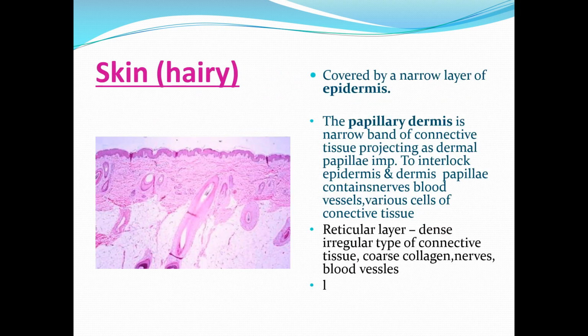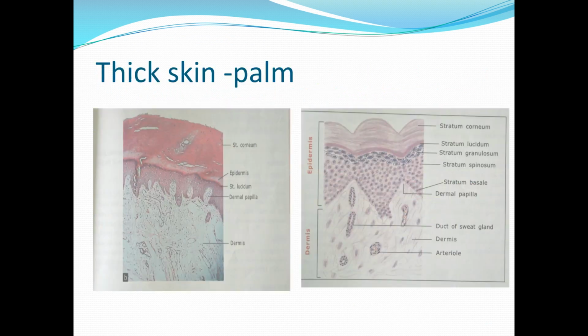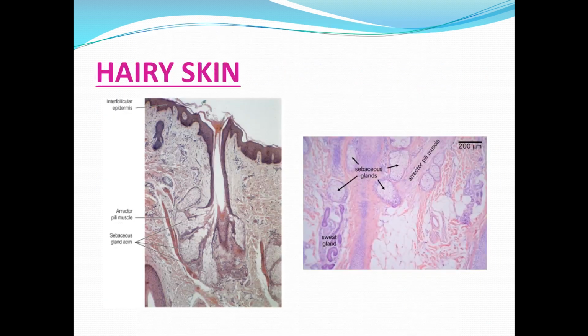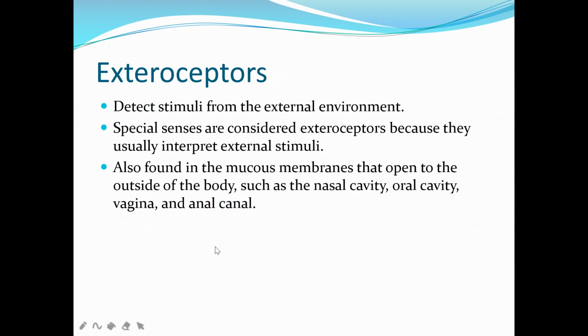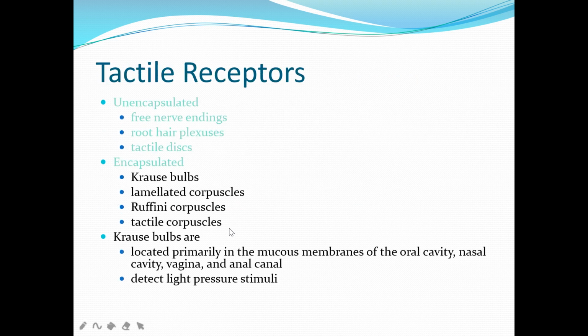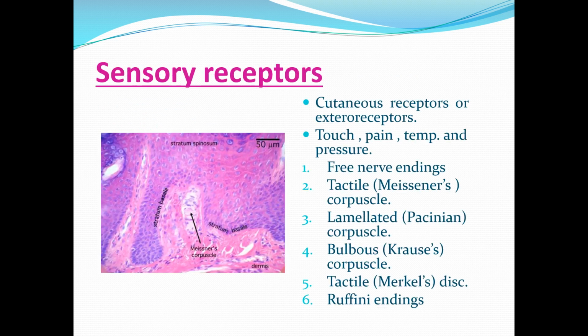Now we are seeing the skin receptors. We will see the different skin receptors. These are based on the stimulus: exteroceptor, interoceptor and proprioceptor. These are free nerve endings, Pacinian corpuscle, Meissner corpuscle, Ruffini corpuscle, end bulb of Krause, Merkel disc. These are all sensory receptors.